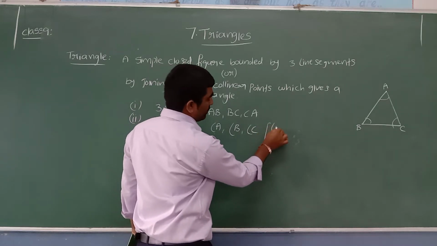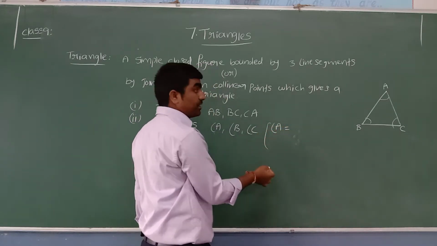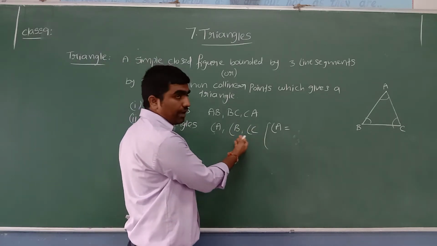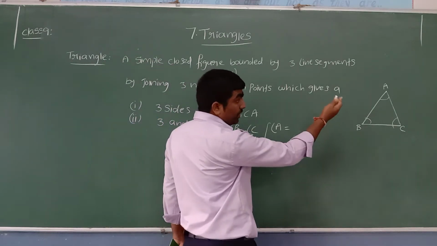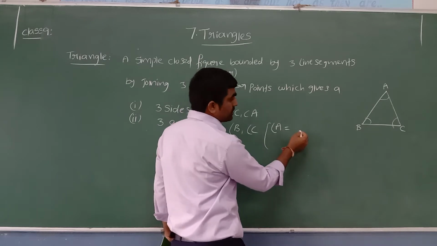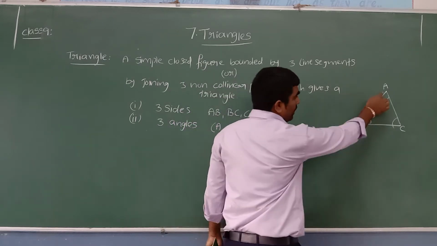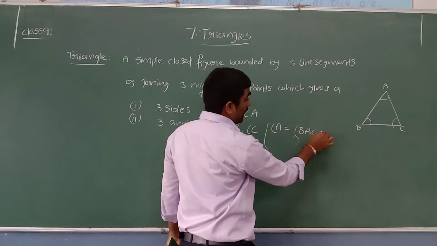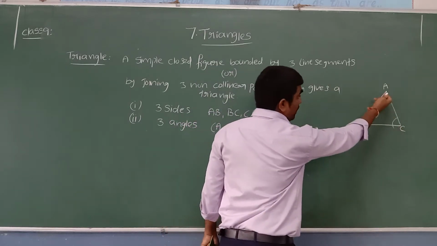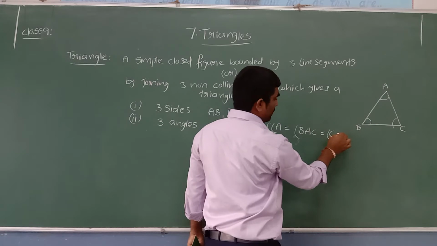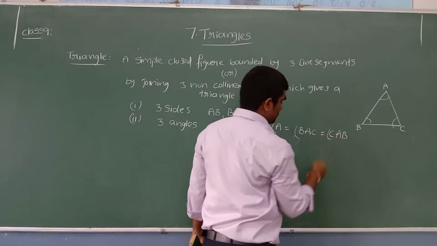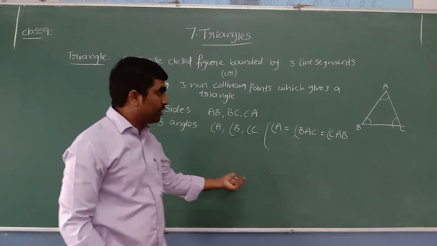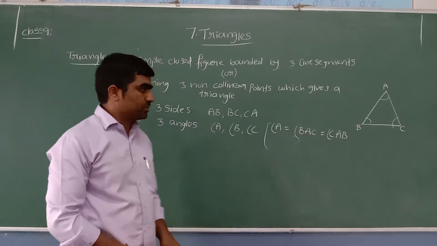We can express angle A with the help of one alphabet or three alphabets, and likewise B and C. Suppose I want to write angle A with three alphabets, how can we write it? Angle BAC, and we can also write angle CAB. Like that, each angle we can express in terms of one alphabet or three alphabets.